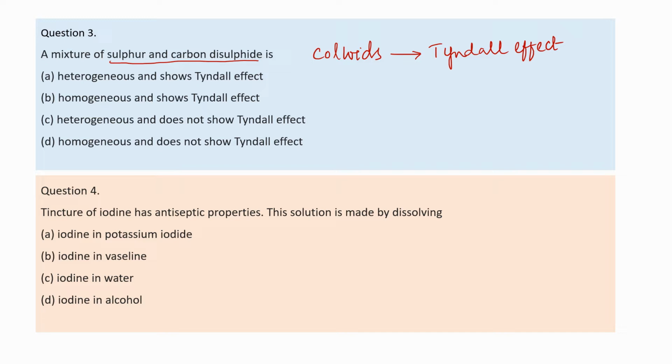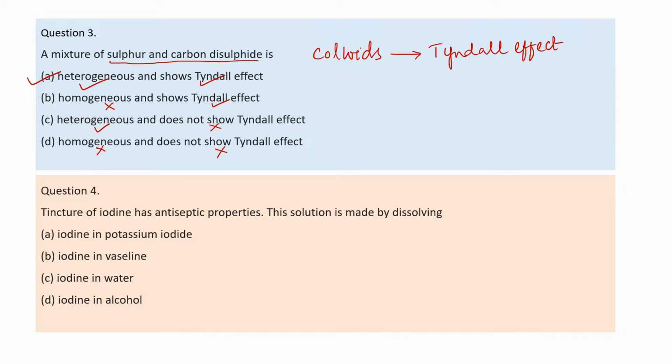Homogeneous and shows Tyndall effect. Heterogeneous and does not show Tyndall effect. Homogeneous and does not show Tyndall effect. So does not show Tyndall effect is wrong. Homogeneous is also wrong. Heterogeneous is correct. Homogeneous is wrong, but Tyndall effect is correct. So here heterogeneous and Tyndall effect. So both parts of option A are correct. So option A is correct for this question.